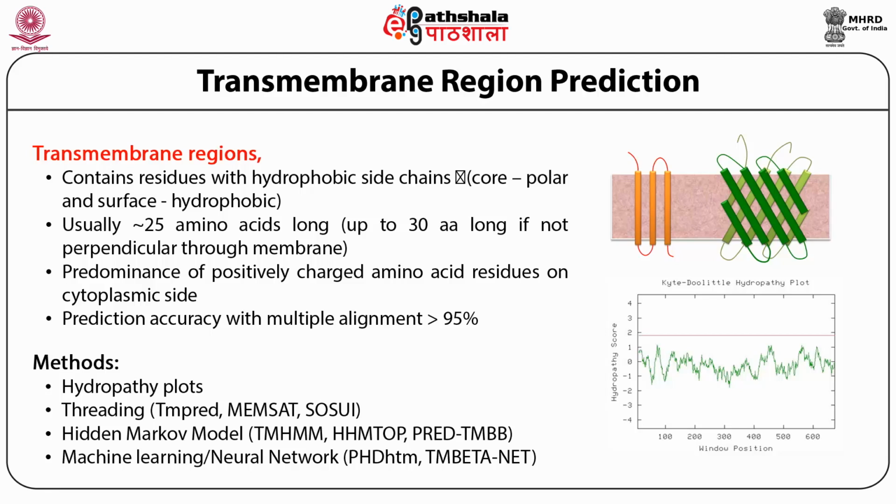In addition to this, transmembrane helices in integral membrane proteins are composed of structures of 15 to 30 predominantly hydrophobic residues separated by connecting loops, following the positive-inside rule. A number of algorithms based on hydropathy plots, threading, hidden Markov models, machine learning and neural networks have been designed to identify transmembrane helices and beta sheets. The current methods can identify approximately 90 to 95% of true membrane segments.